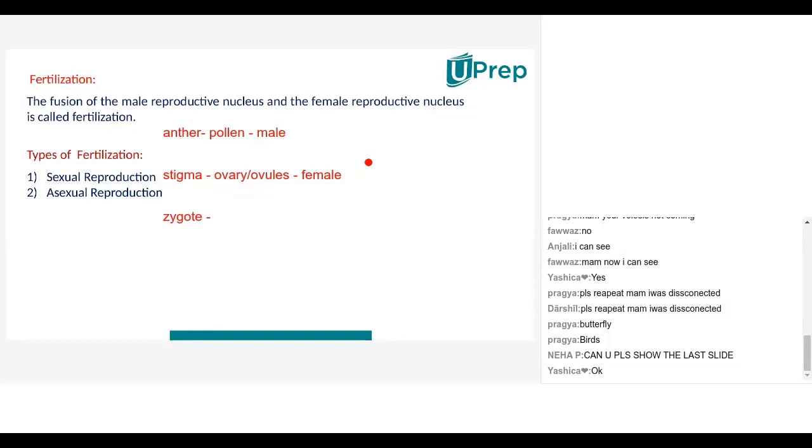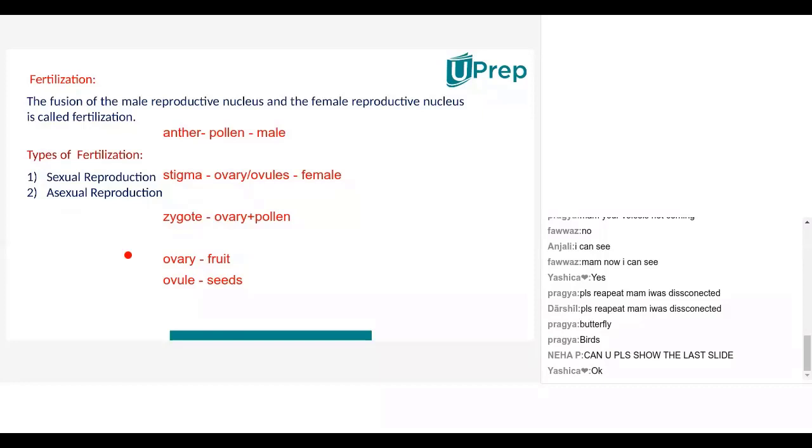The zygote is formed when the ovule and the pollen meet together. Now the ovary forms into a fruit and the ovule forms the seeds, like the apple seed, that example that we had given last time, correct? So this is the entire process of fertilization.